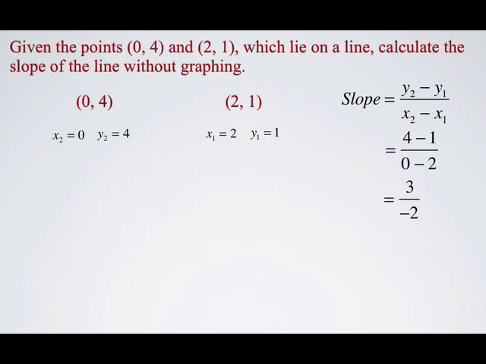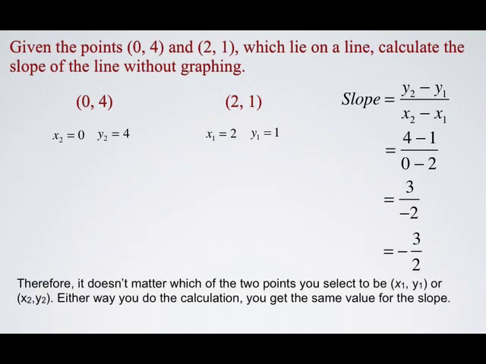Now, a single negative sign in a fraction, doesn't matter whether it's in the numerator or denominator, can come up in front of the fraction. So this reduces to negative 3 halves, which is the exact same slope we found by calculating one point versus the other. So it doesn't matter which point you choose as your second point, just so long as you do the subtractions in order. Either way you do the calculation, you will get the same value for the slope.